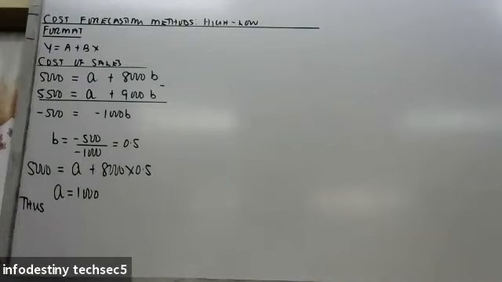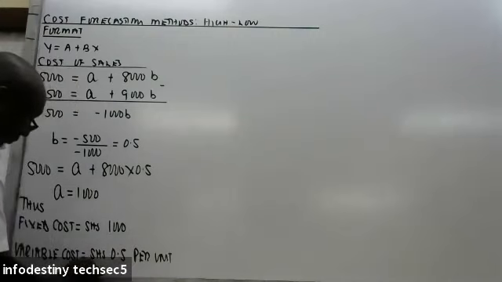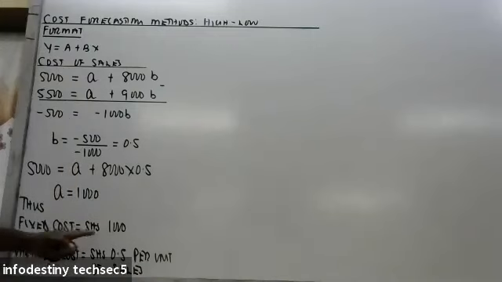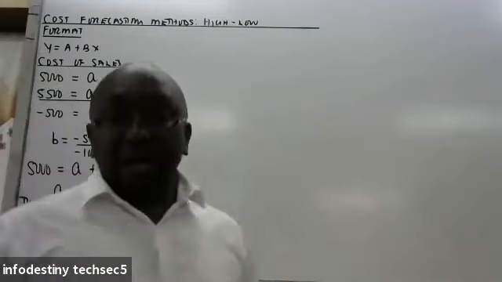Thus, the fixed cost is shillings 1,000. Variable cost is shillings 0.5 per unit of sales. Remember, we have used sales as our units.